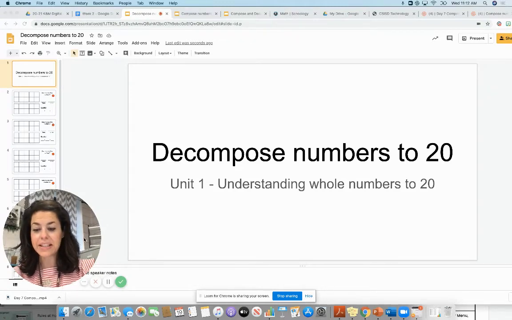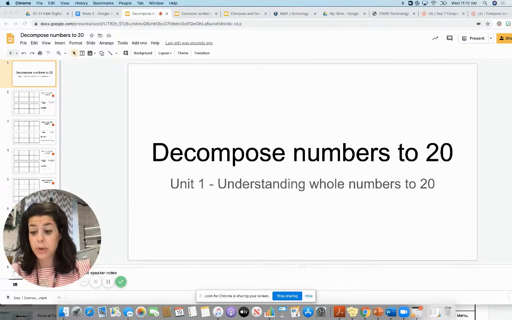Hey everyone, we are going to talk about how to decompose numbers to 20. Remember what decompose means? Decompose means to break apart. We want to break things into pieces, and there are many different ways to decompose a number. So let's look at our teen numbers.